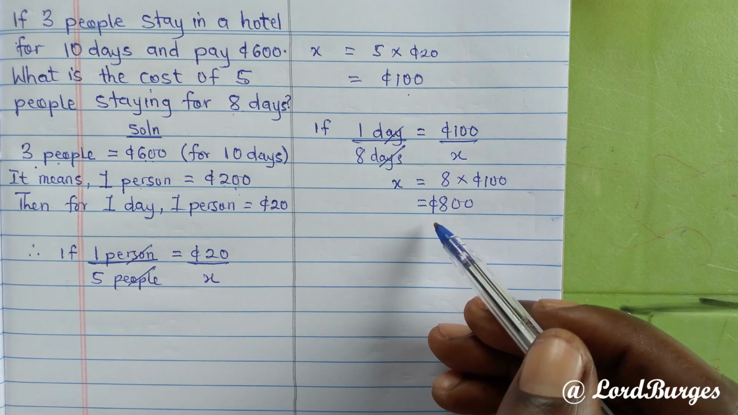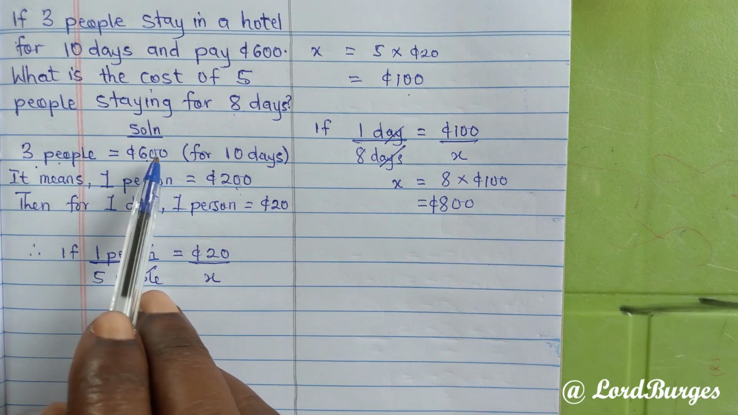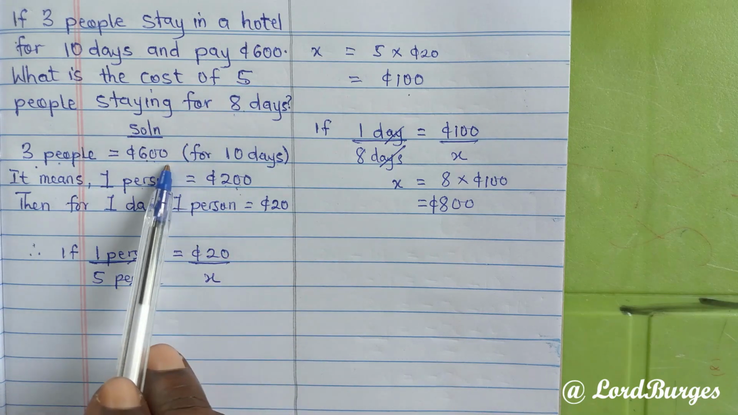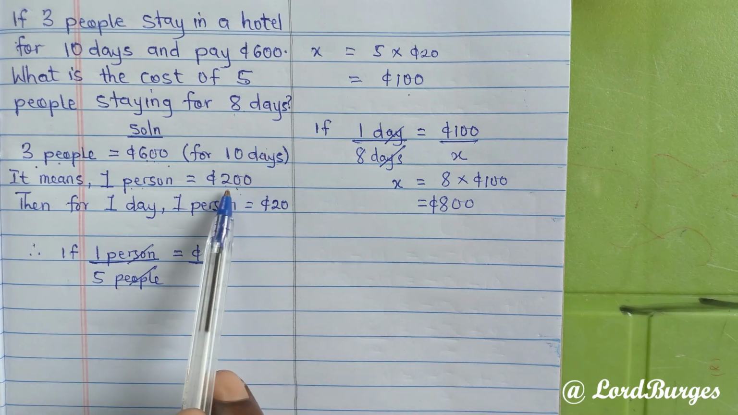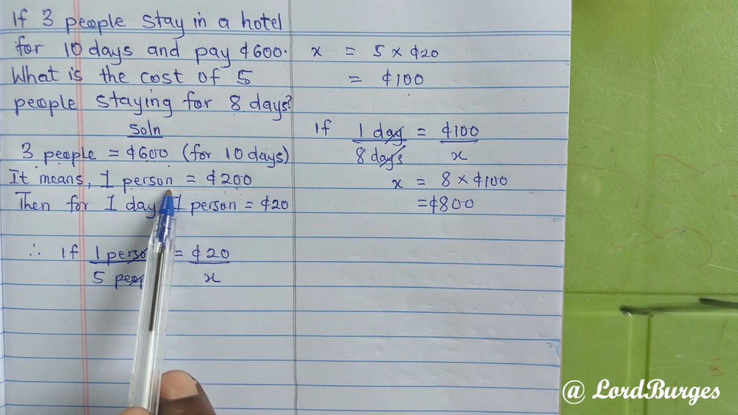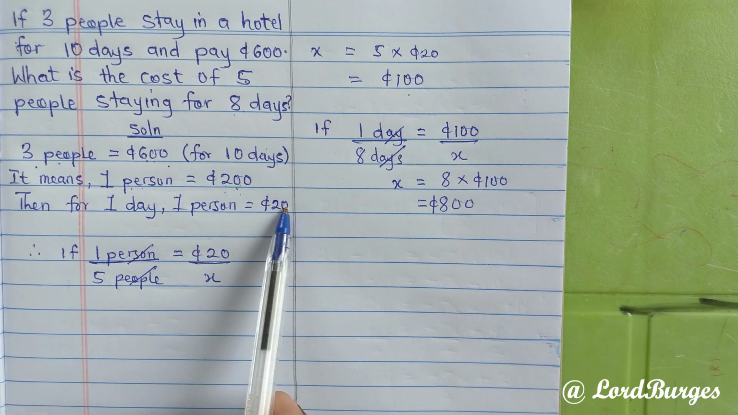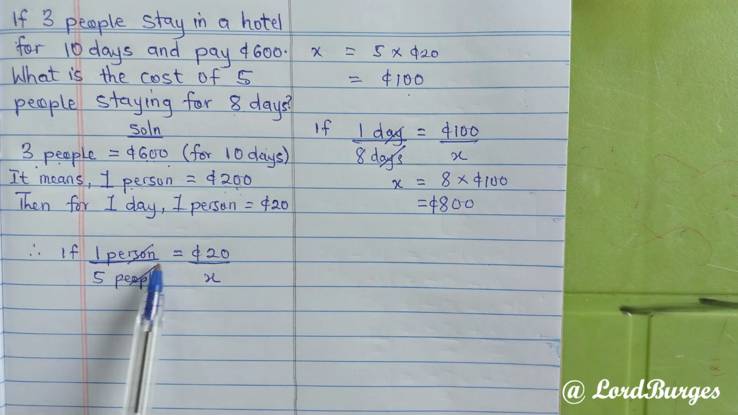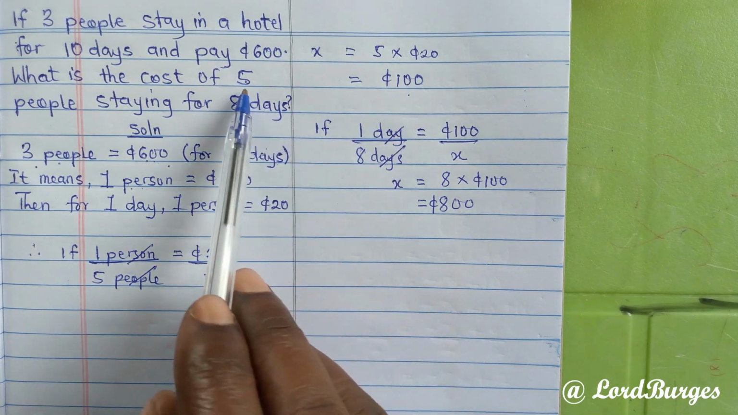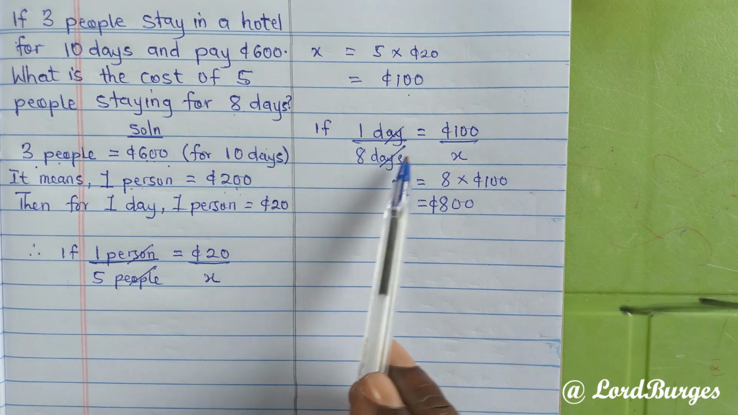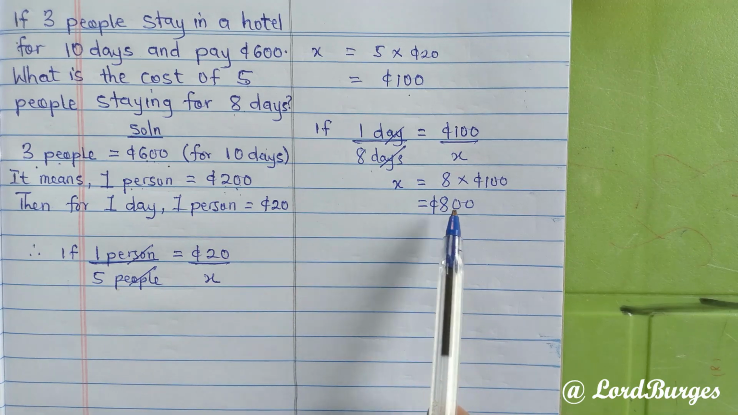So this is just a step-by-step approach. Breaking it down, 3 people stayed there for 10 days and they paid 600. That tells us that one person for 10 days paid 200 cedis. If you are paying 200 cedis for 10 days, it means for one day you paid 20 cedis. Now, if one person pays 20 cedis, then 5 people will pay how much? Which is 100 cedis a day. And now, for the 5 people, they stayed there for 8 days. So 100 cedis a day by 8 days gives us 800 cedis.